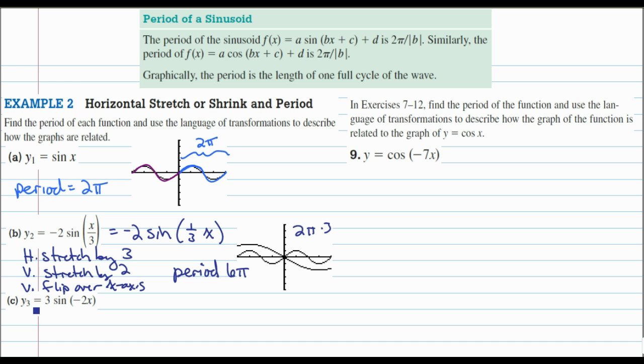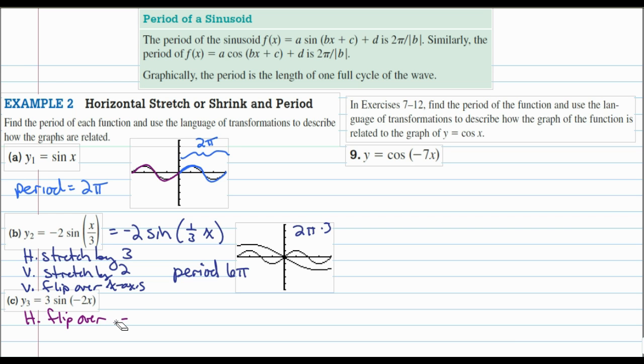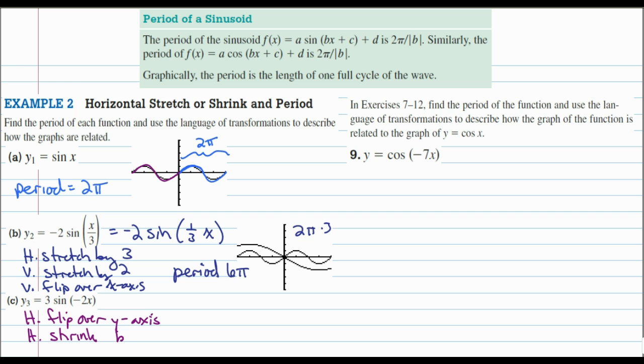Now in y3, I've got a, let's see, horizontal flip over the y-axis, which isn't going to affect the period at all. The length of time it's going to take to recycle itself doesn't change, it's just in a different spot. No big deal. Now the horizontal shrink by 1/2 sure is going to affect the period. The period is now not 2 pi, but only half that, pi.